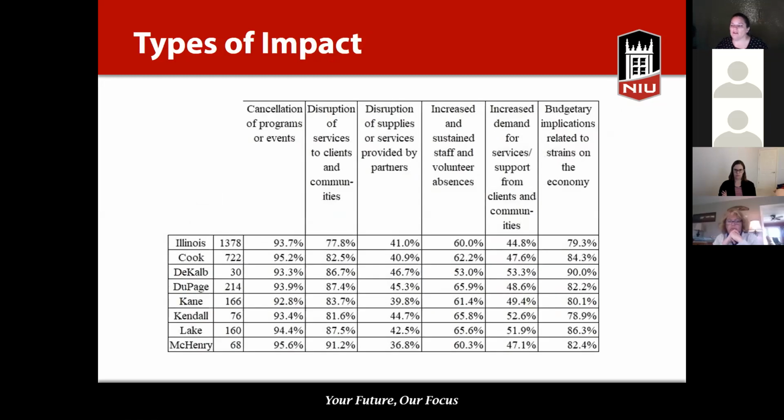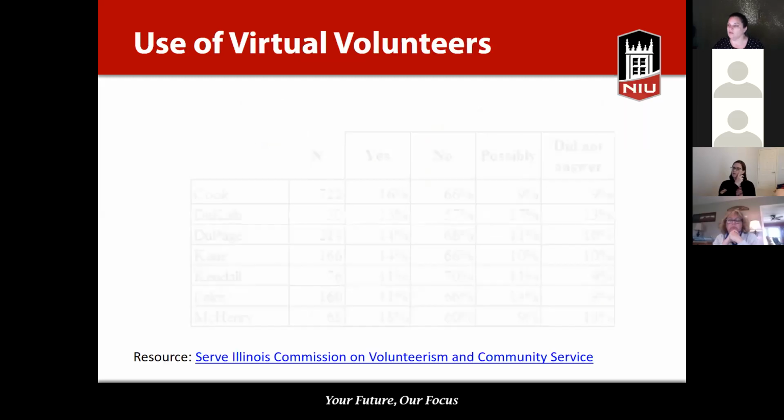Types of things, and we've already started to see this, and I'll talk about a few cases. Certainly cancellation of programs and events happened very quickly. Disruption of services to clients, disruption of the supplies that they're able to provide. Increasing staffing and volunteer absences, that's certainly hitting right now. Increased demand for services, and especially around food distribution, that has really ramped up. And everybody's going to experience some kind of budgetary implications as this continues.